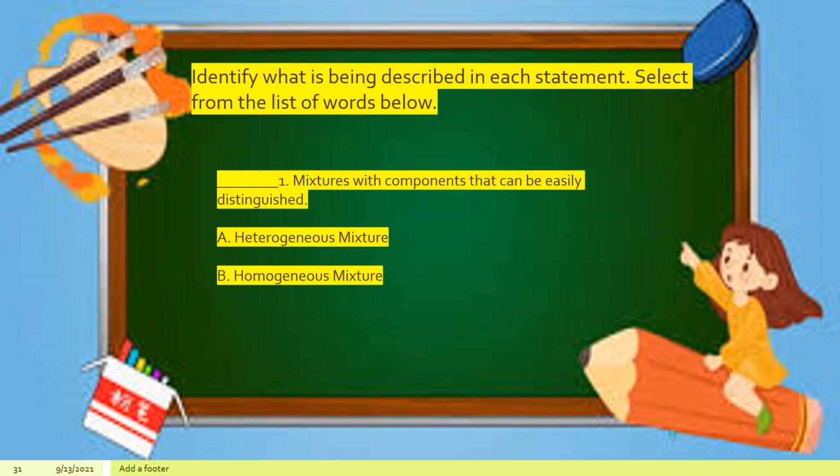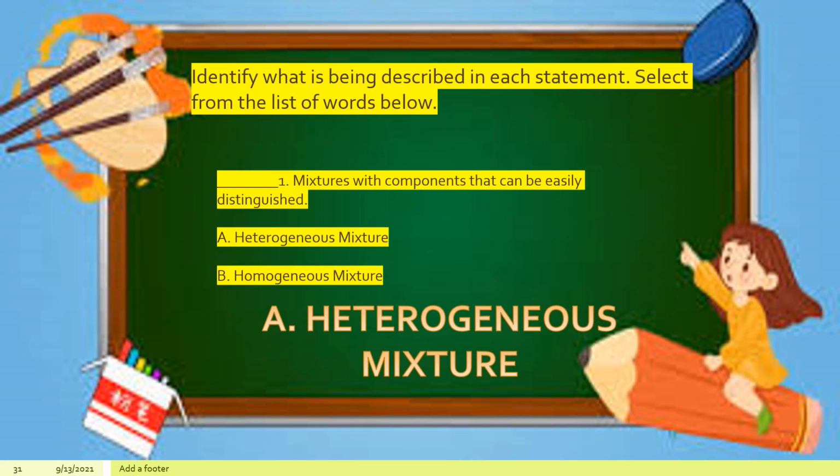I will count 5 only. 5, 4, 3, 2, 1. Okay, the correct answer here is, what do you think? Okay, very good. That is heterogeneous mixture because of the words "can be easily distinguished."